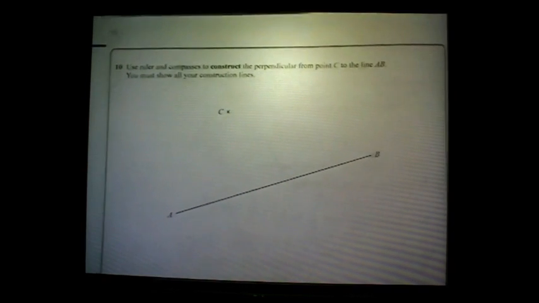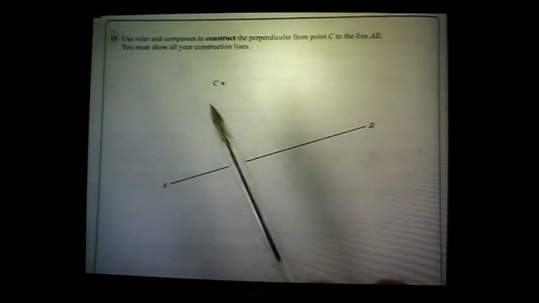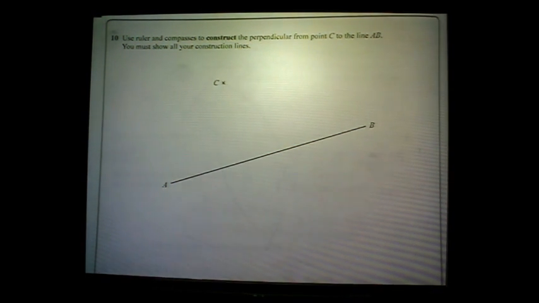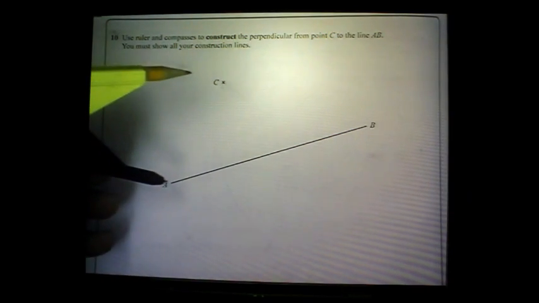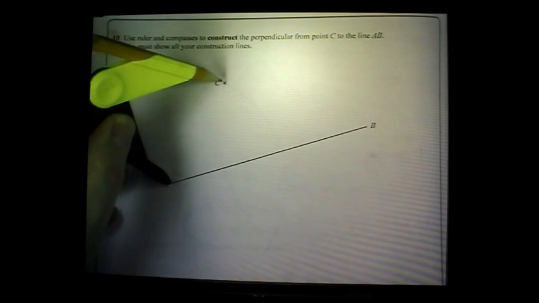Question number 10. Use a ruler and a compass to construct the perpendicular bisector. Right, the perpendicular means it goes through this at 90 degrees, which is something like this. What you do with this one is a little bit fiddly. You get yourself a compass, and you put it at one end, so put it at point A, and you set it so it meets up with point C, which is what I've done there.